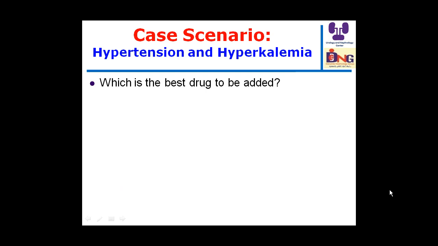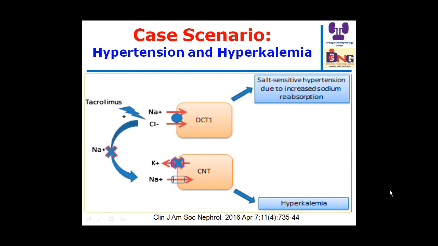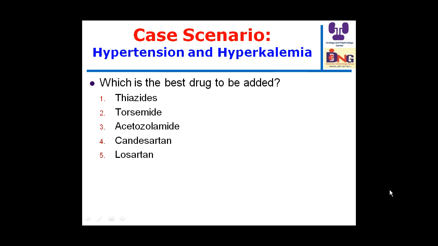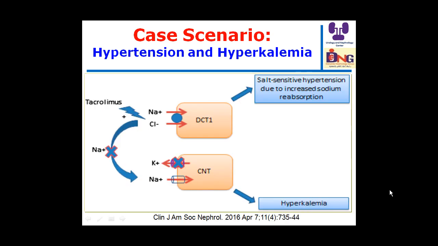The second question: which is the best drug to be added in this step? I'll comment on your answer after the second one. Is it thiazides, triamterene, acetazolamide, candesartan, losartan? Which drug is to be added to solve the problem of hypertension and hyperkalemia in this case? Acetazolamide. Let me go to the answer.